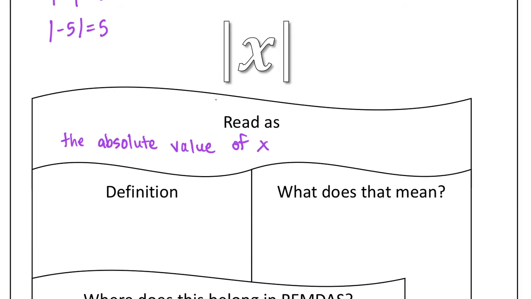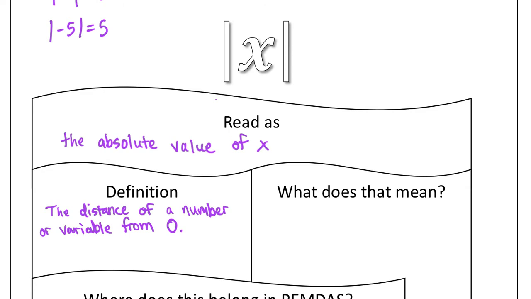So the technical definition of absolute value is that it's the distance of a number or variable from 0. So it's how far away is what's inside from 0.